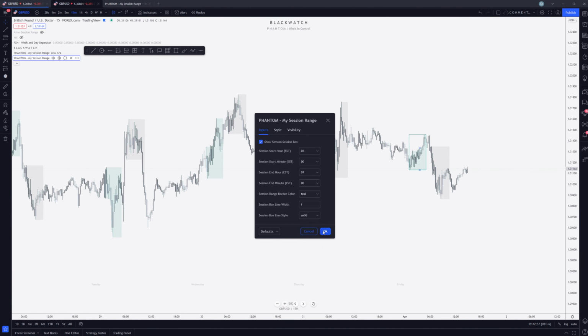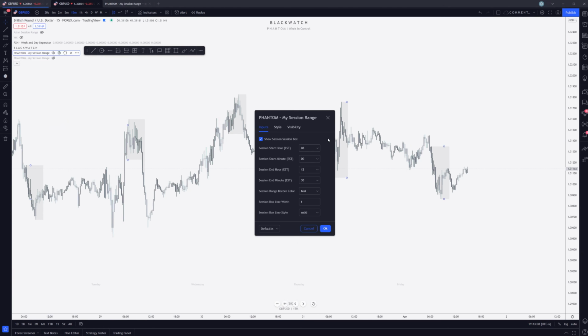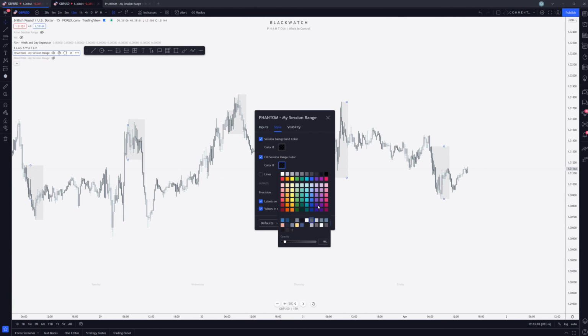So if you want to test just the London kill zone, and then some of New York or something like that, you can do that as well. For now, we'll leave it off though. I will change the color of this to make it a little bit easier to see. Let's do blue.